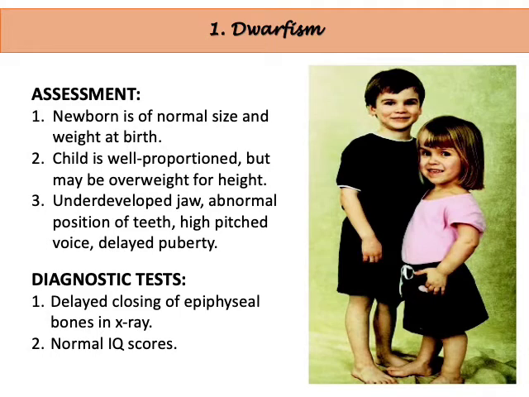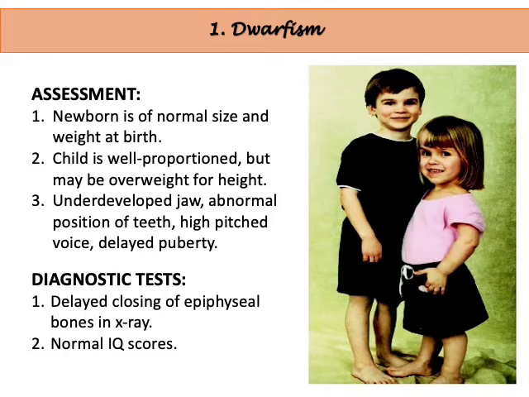Assessment findings. A newborn is of normal size and weight at birth. As the child grows, the child may look well proportioned but may be overweight for the height. There is also underdeveloped jaw, abnormal position of teeth, high-pitched voice, and delayed puberty. Remember that a halted growth that is sudden suggests a tumor, while a gradual one suggests an idiopathic involvement.